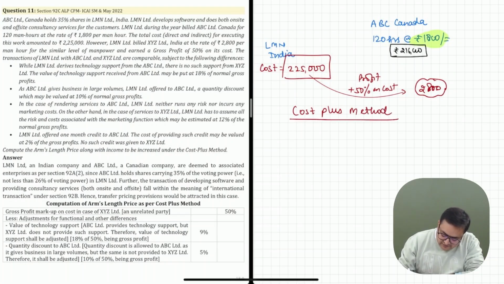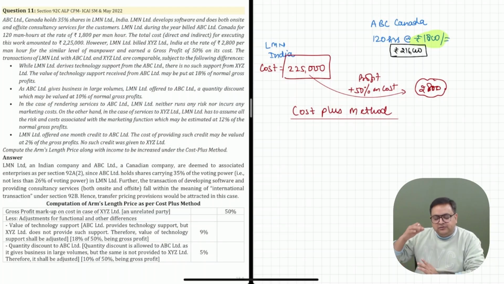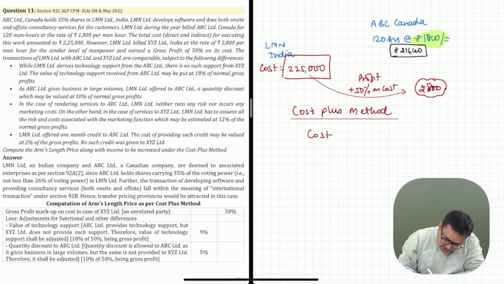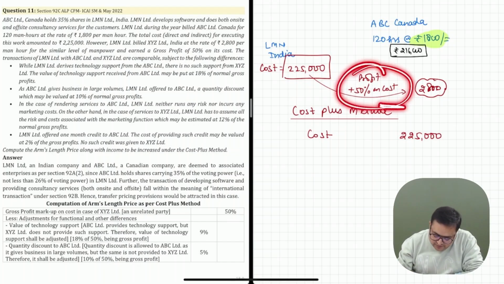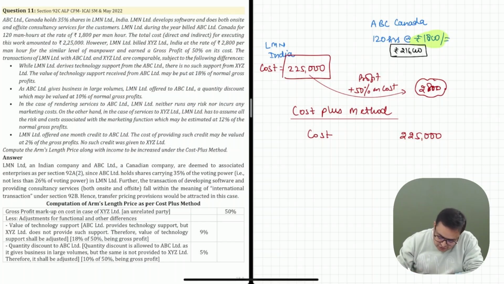So what we will do, we'll start with our cost. What is our direct and indirect cost of the services which we have rendered to our associated enterprises? So our cost is actually how much? 2,25,000. I would have billed them by adding a 50% normal profit margin. Understood? So what I should do, I should add the normal gross profit, which is 50% on cost.